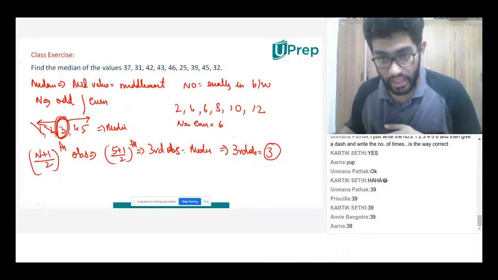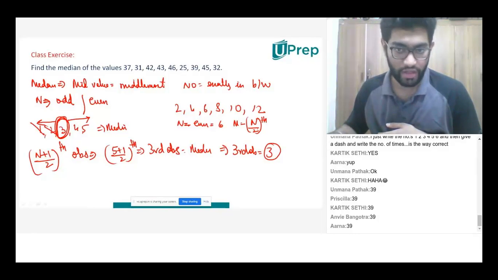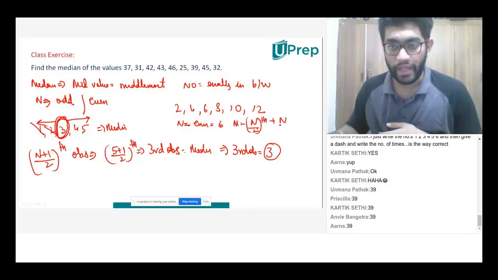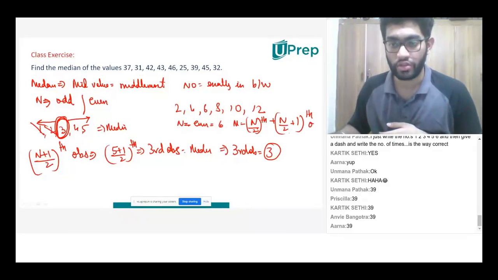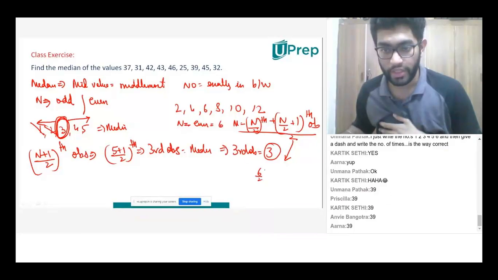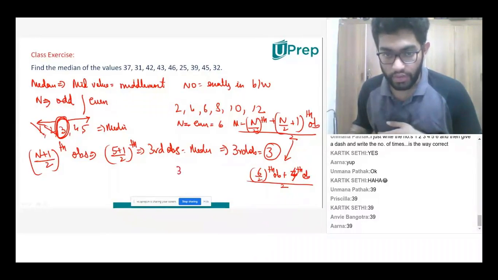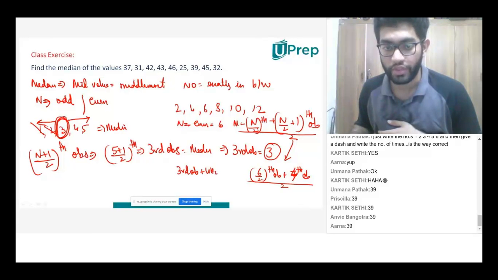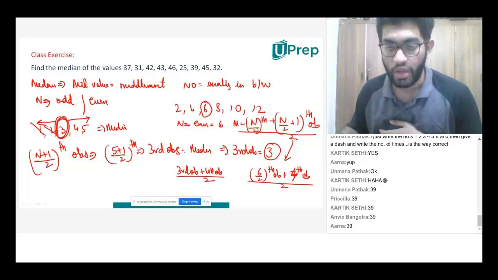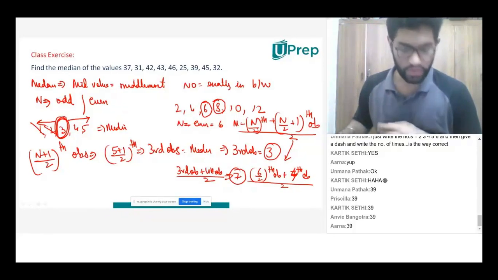Now, when the number of observations are even, the median is found by the n by 2th observation, because it is an even number, it is perfectly divisible by 2, plus the (n by 2 plus 1)th observation, whole thing divided by 2. What am I trying to say over here? What are the number of observations? 6. 6 by 2th observation plus (6 by 2 plus 1), that is, sorry, 4th observation, my bad. 6 by 2 is 3, third observation plus 4th observation divided by 2. What is the third observation? 6. What is the 4th observation? 8. (6 plus 8) by 2. The median is 7.